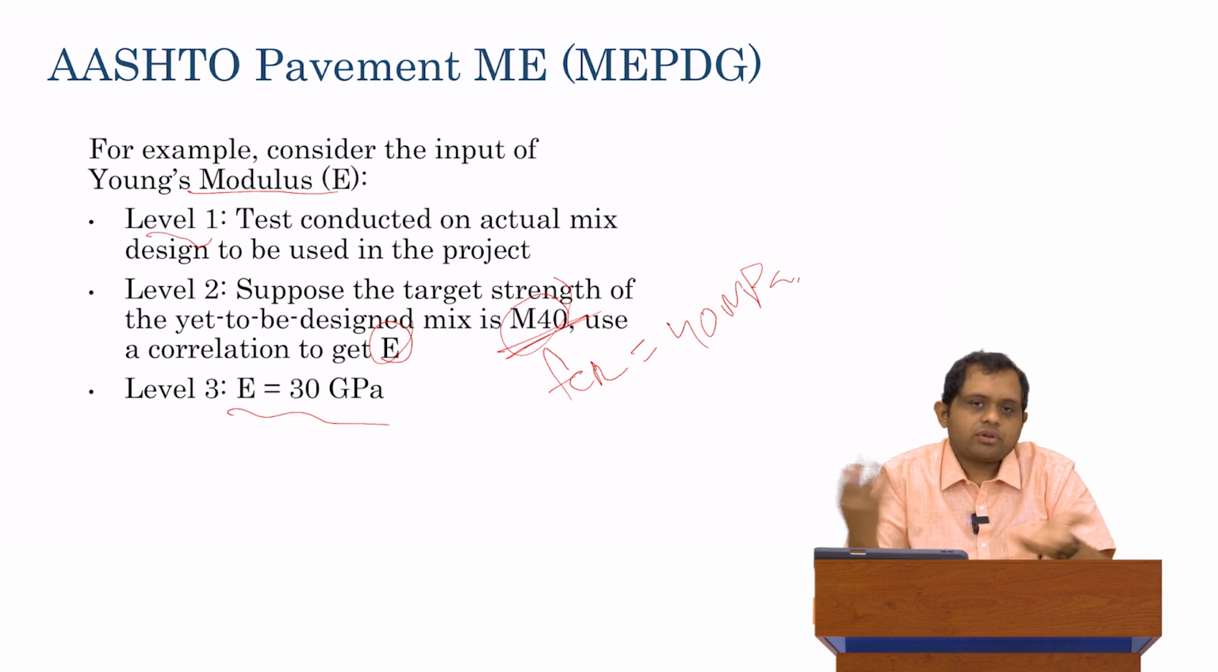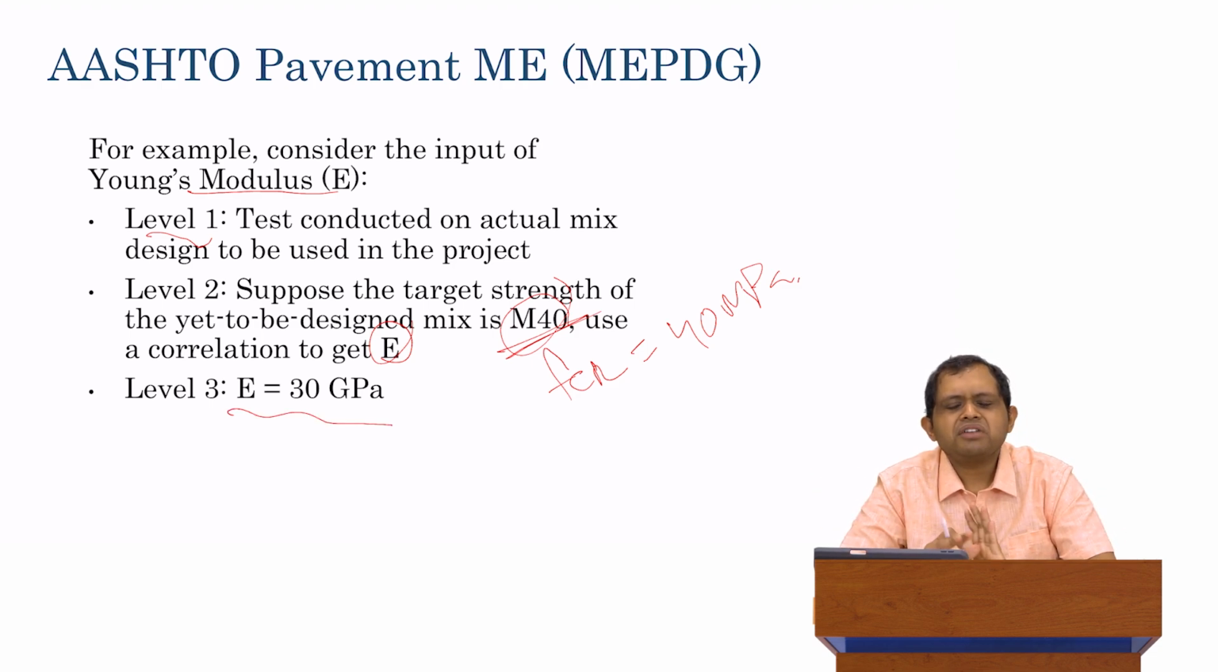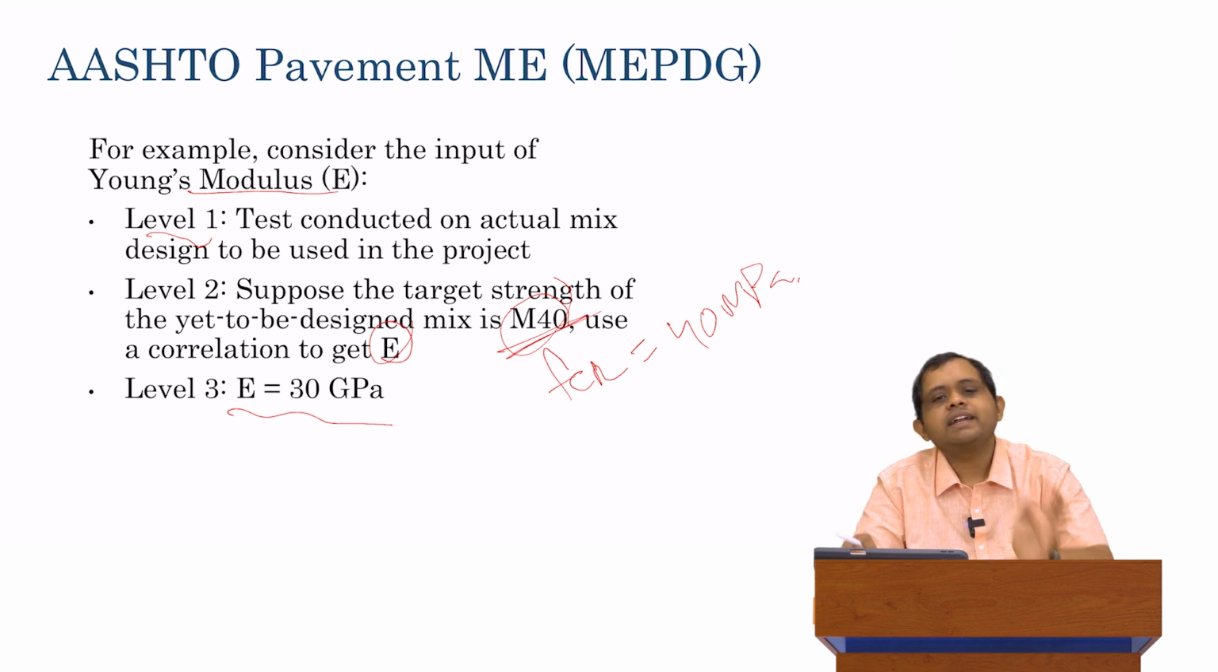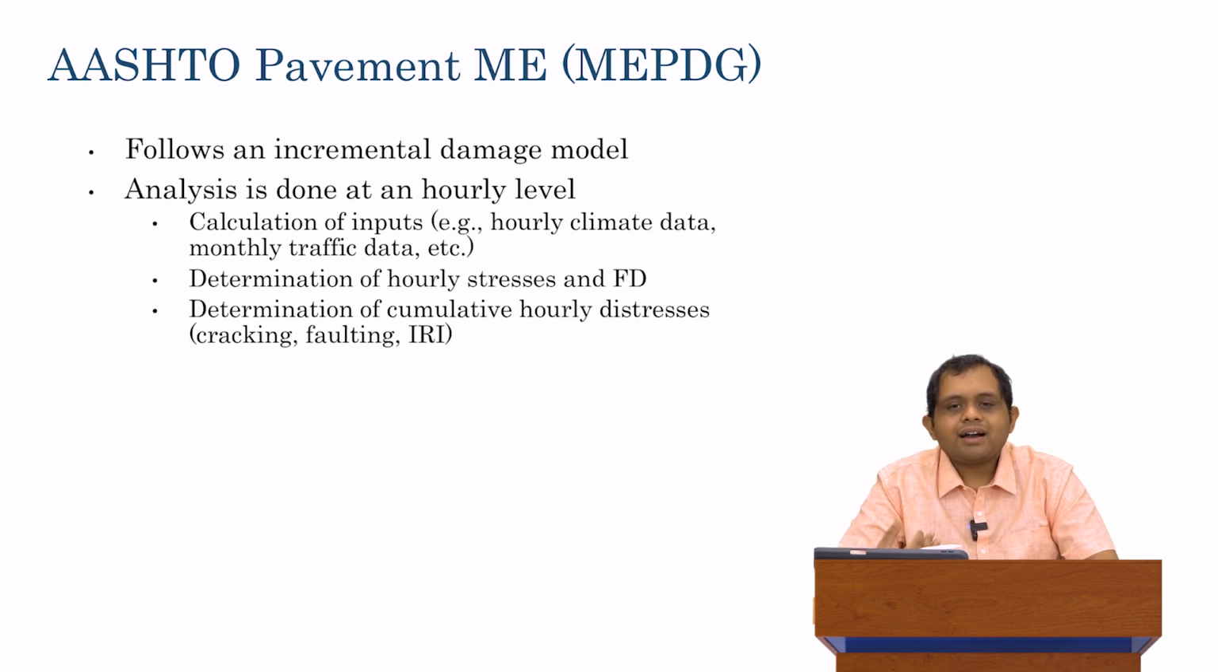Level 3, which is actually what we've been doing in several examples, 30 gigapascals. So it's a reasonable value, assume a reasonable value and move forward. It will be corrected later during the design process. So level 3 in practice is what is used very widely in design, both in mechanistic empirical pavement design in the US, that is AASHTO Pavement ME, as well as in India.